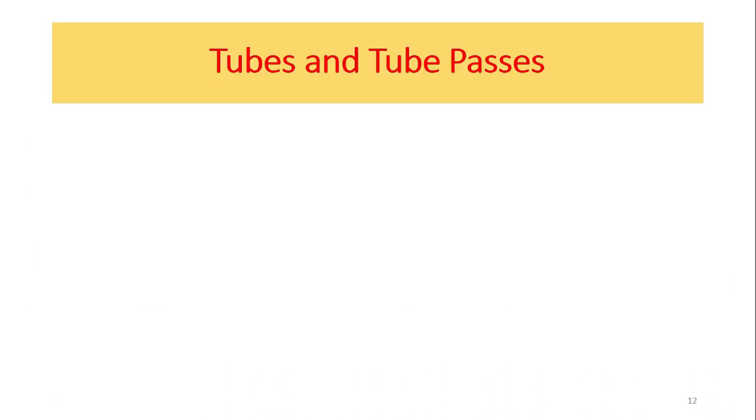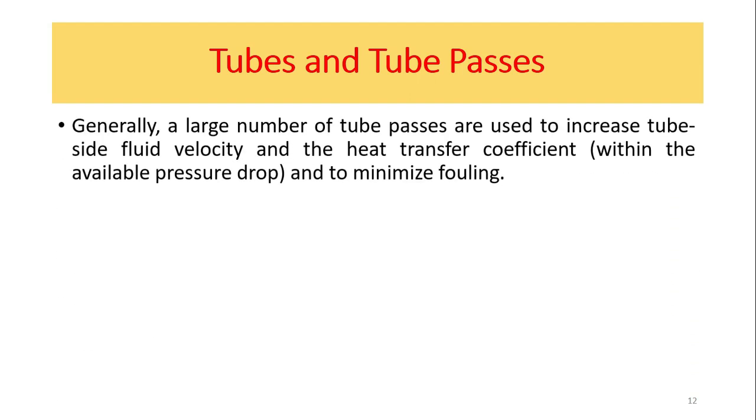Next, let's talk about the tubes and tube passes. Generally, a large number of tube passes are used to increase the tube side fluid velocity as well as the heat transfer coefficient within the available pressure drop, and to minimize the fouling, right?